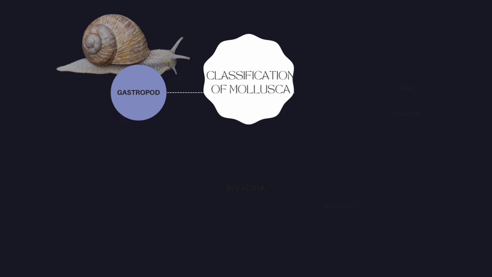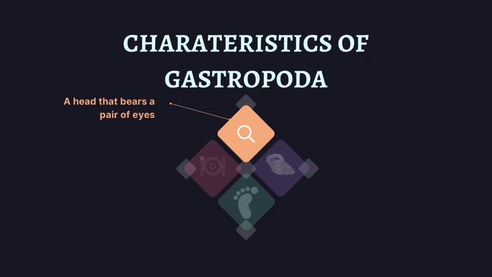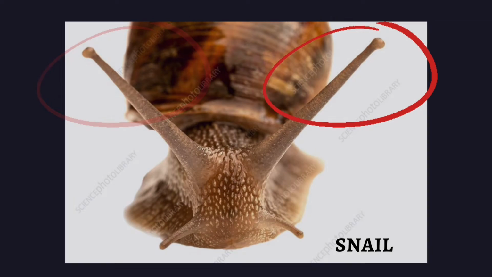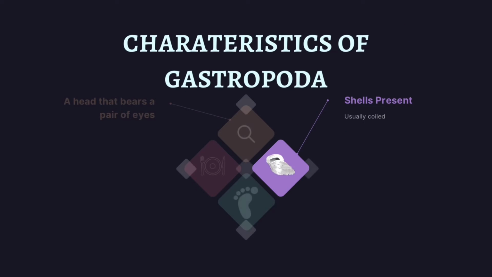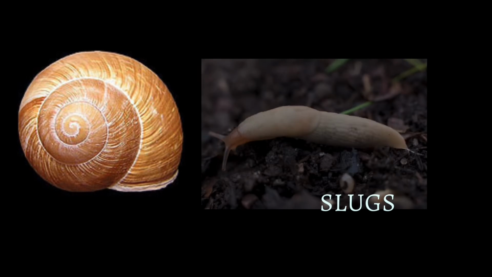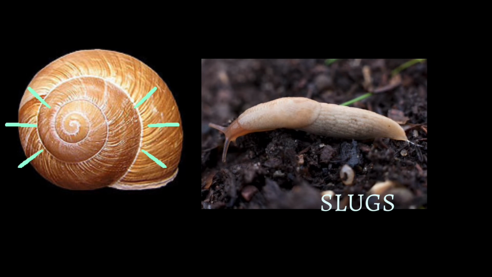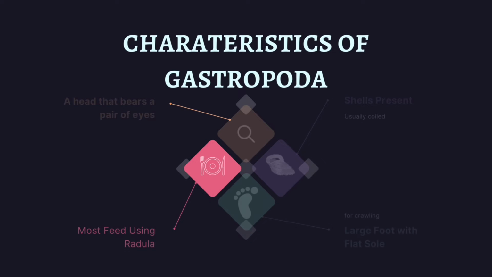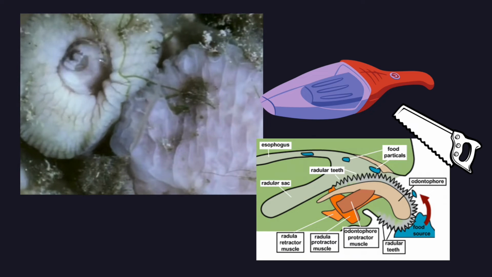First of all, let's have a look at the class gastropoda. Gastropods have a head that bears a pair of eyes, and one example is a snail. Besides that, they usually have coil-shaped shells. Even though slugs do not have shells, they are still categorized as gastropoda. Another thing about gastropoda is that they have a large foot with a flat sole. The last characteristic of gastropods is that most of them feed using a radula. Let's see how they eat.